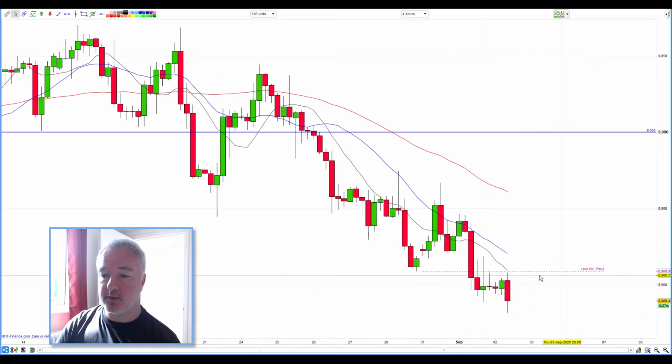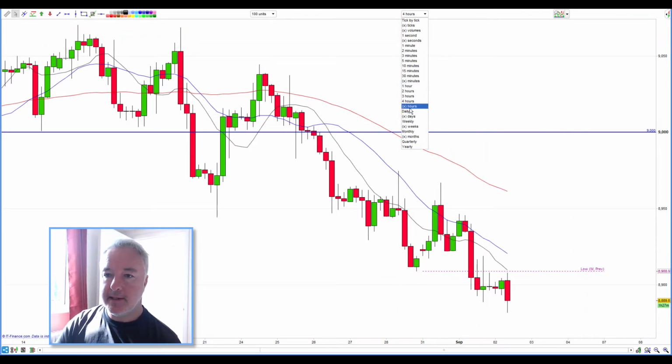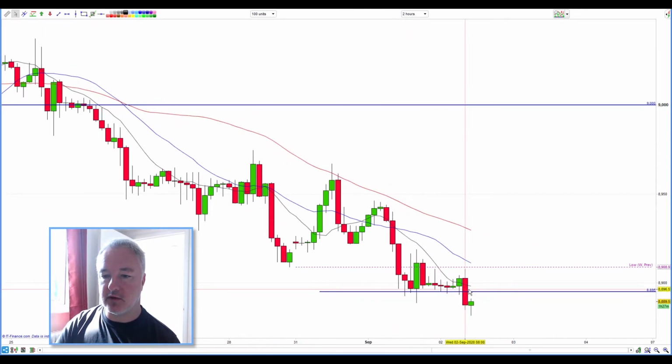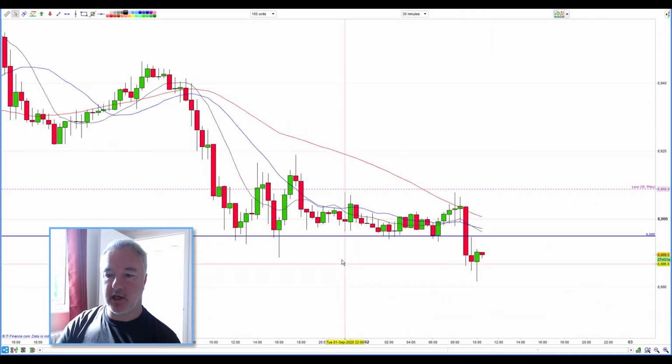We've broken this purple line here, representing the previous week's low. Then go down to say 2 hours just to get a look at that. I've added in a level of support and resistance, which makes a lot more sense if I go down to say 30 minutes. Kind of have a look at that.